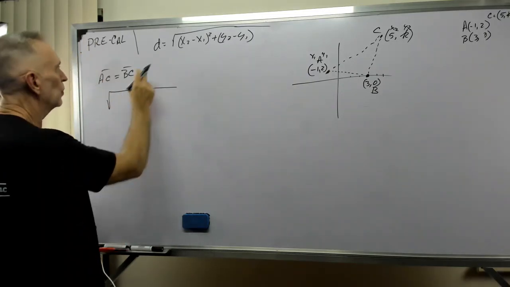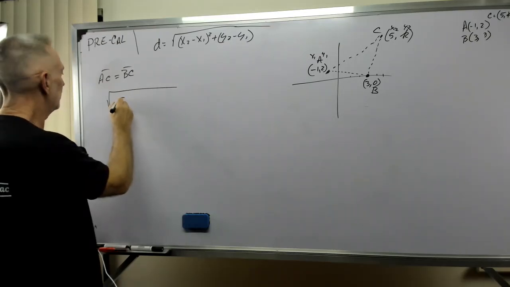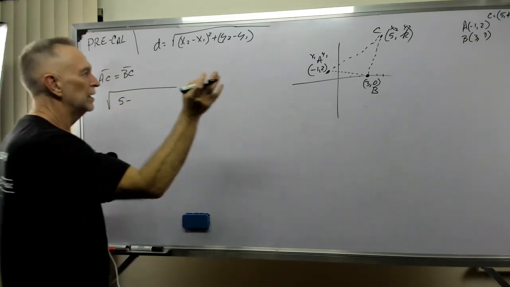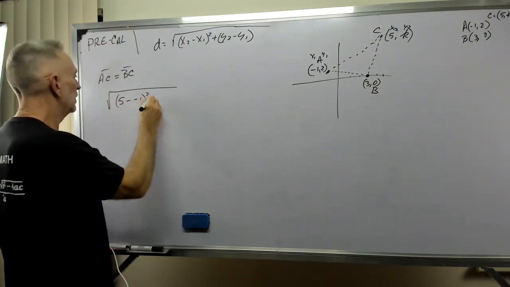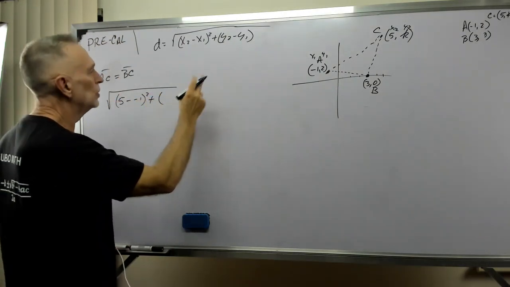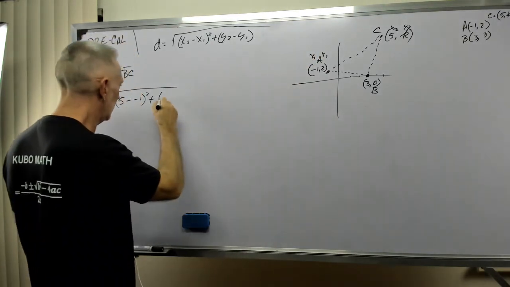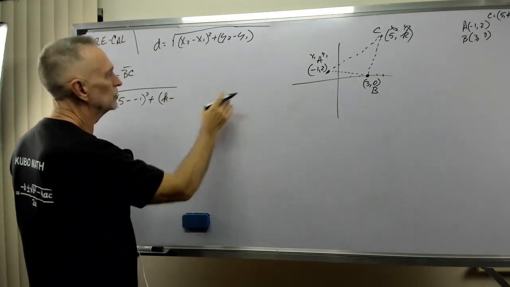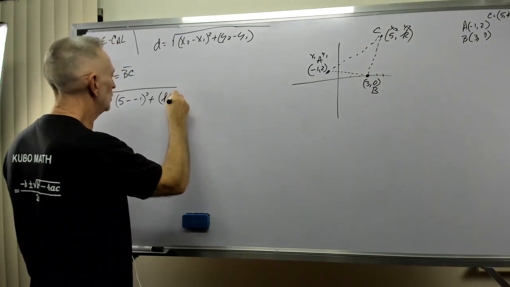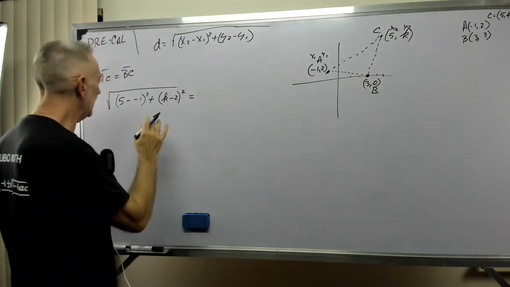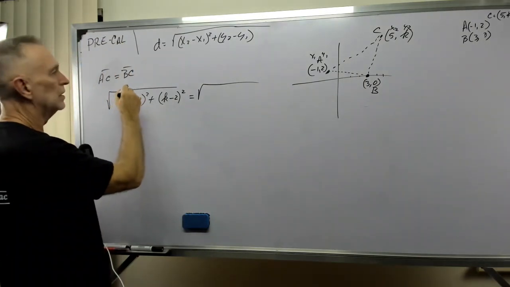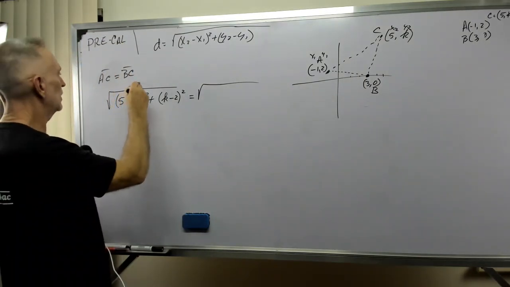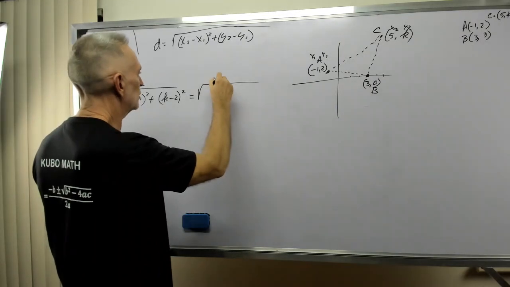Okay, so I have x sub 2, which is 5, minus x sub 1, which is minus 1, that squared, plus y sub 2, which is k, minus y sub 1, which is 2, and that squared. Well, that equals, let's see, well, this was AC. Now we'll put this one as BC.